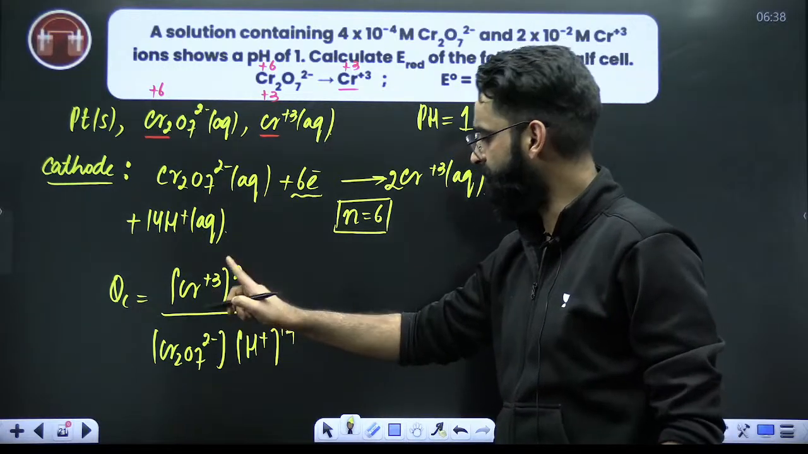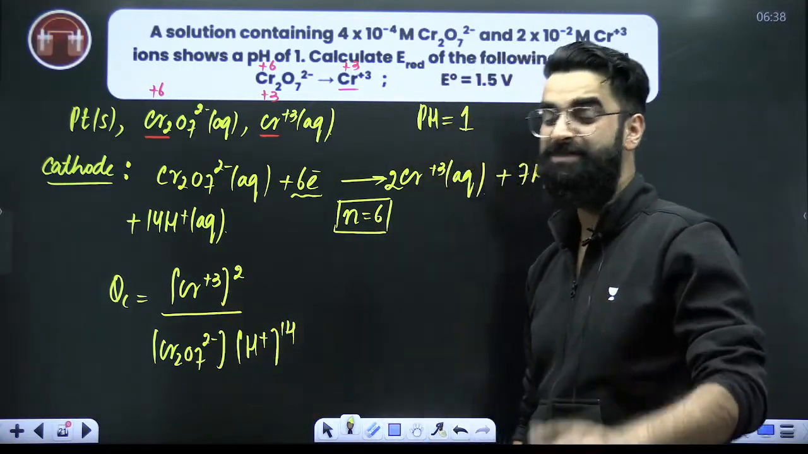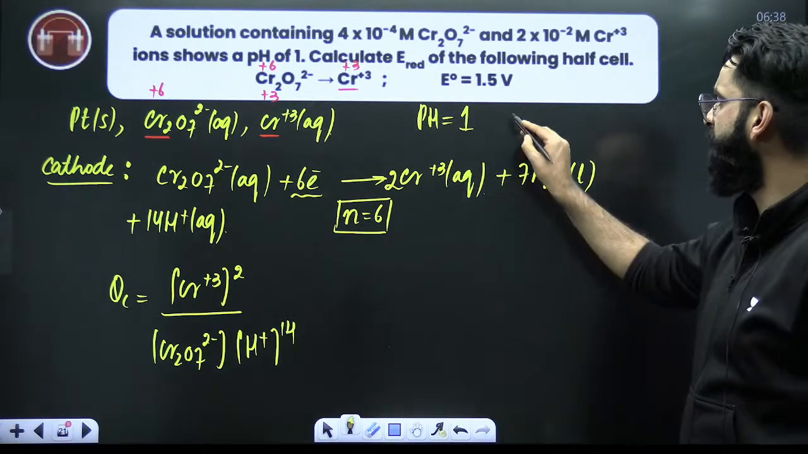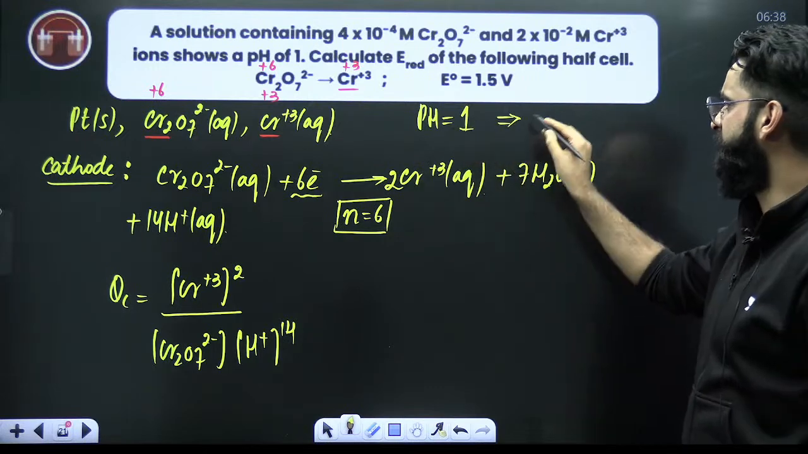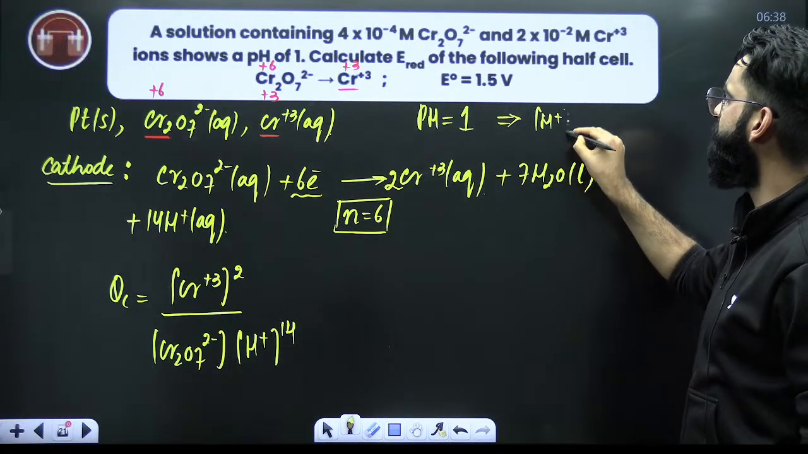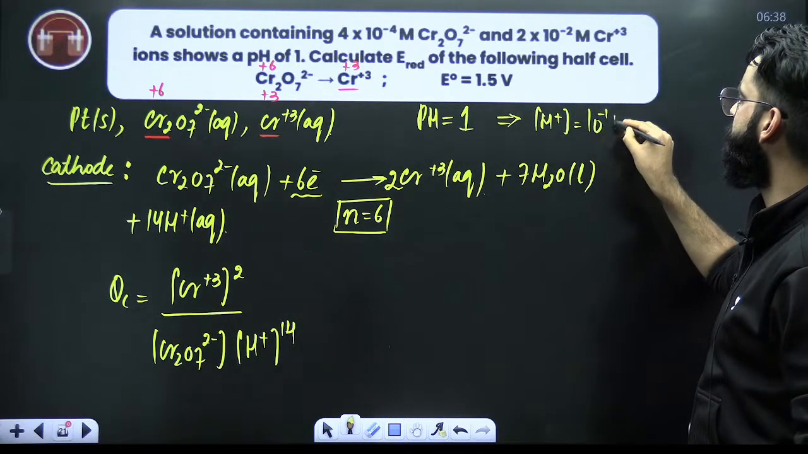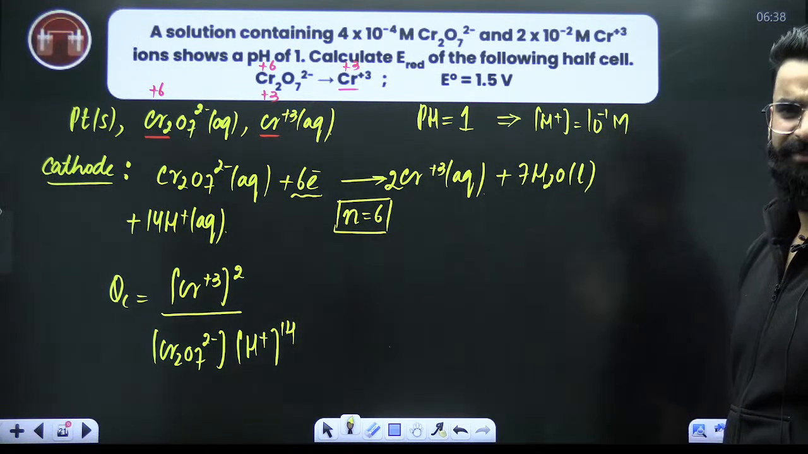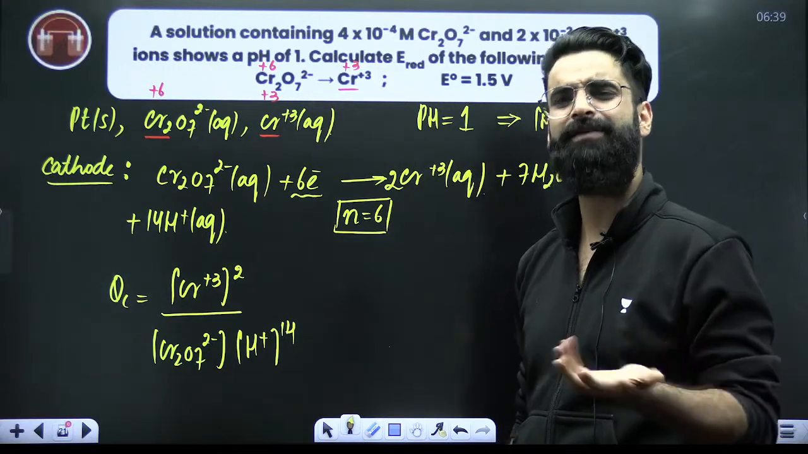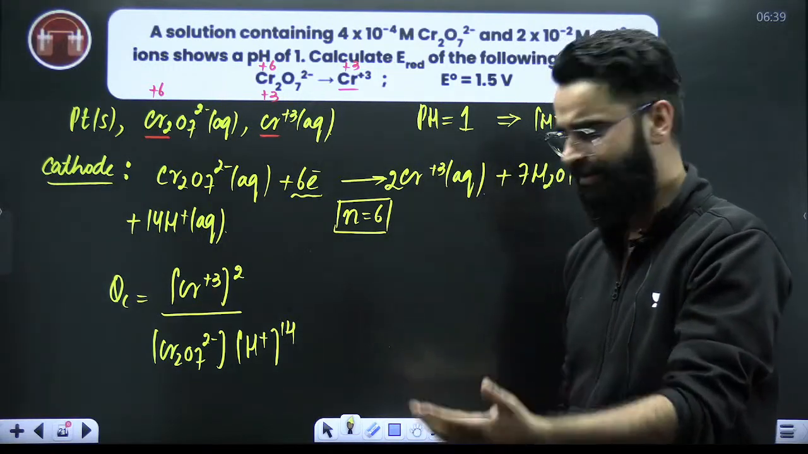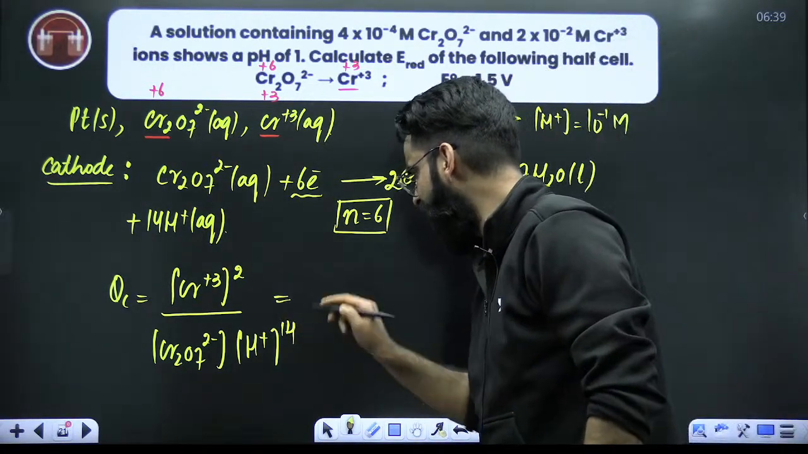The concentration of Cr tripositive is given, this is given, but the concentration of H positive is not given. But the pH of the solution is given to me as 1. And you already know, if pH is equal to 1, what does that mean? That means the concentration of H positive is 10 raised to the power minus 1 molar. Right? If pH is X, the concentration of H positive becomes 10 raised to the power minus X. Right? So, put the values here.